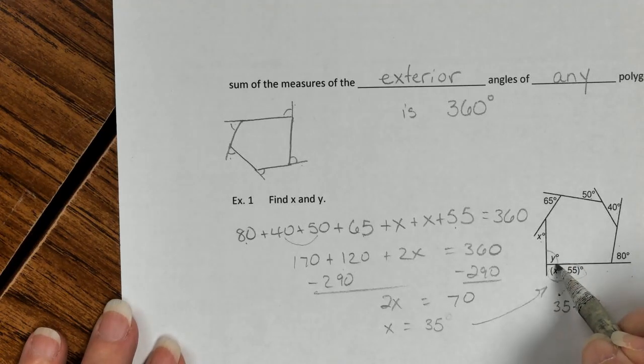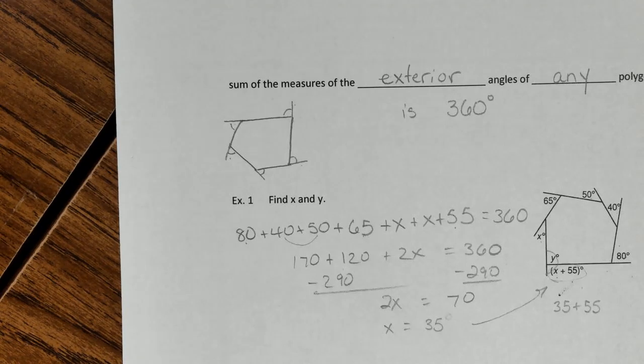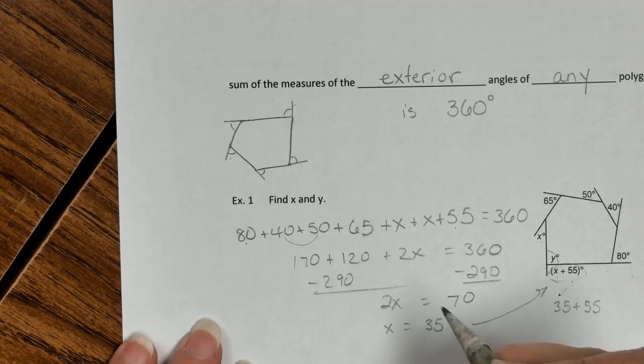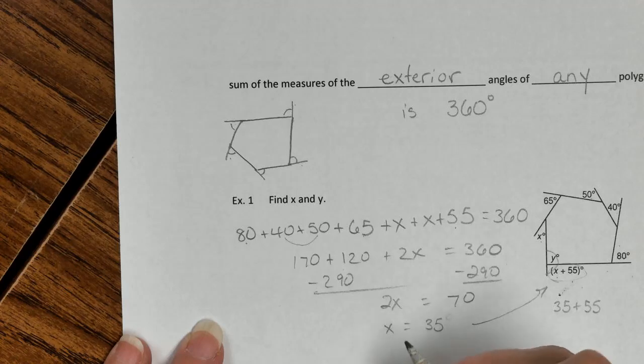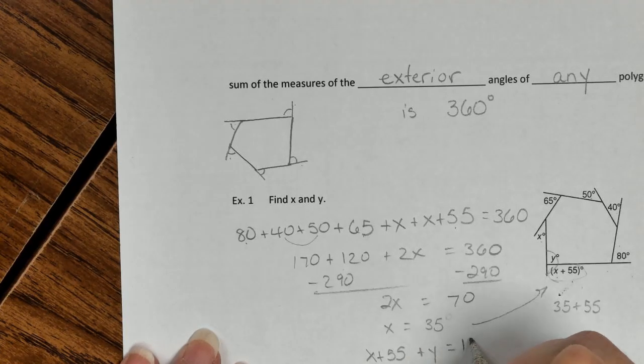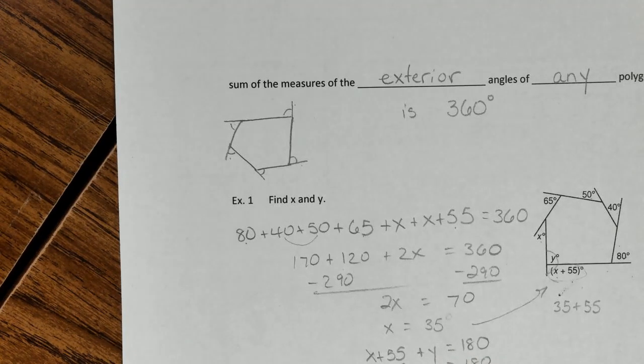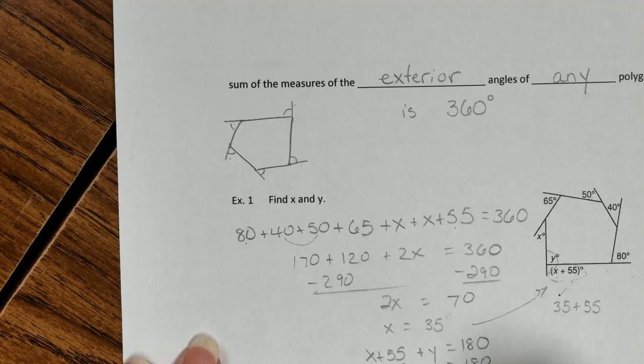And these two angles make a straight angle, so y has to also be 90 so that they add up to 180. So I'm going to write x plus 55 plus y, those two angles, equal 180 because they form a straight angle. And so 35 plus 55 plus y equals 180. Therefore, y has to equal 90 when we subtract.